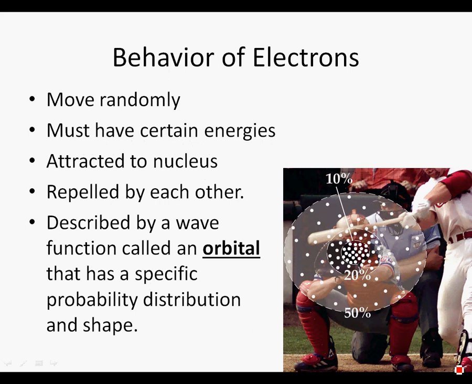You might remember that electrons move randomly. They're very random. We don't really know where they are most of the time. We're pretty sure they're close to the nucleus, but they can be a little further out. And because of the Heisenberg uncertainty principle, we can't really know where they are with complete certainty. We just know they're probably right around the nucleus.